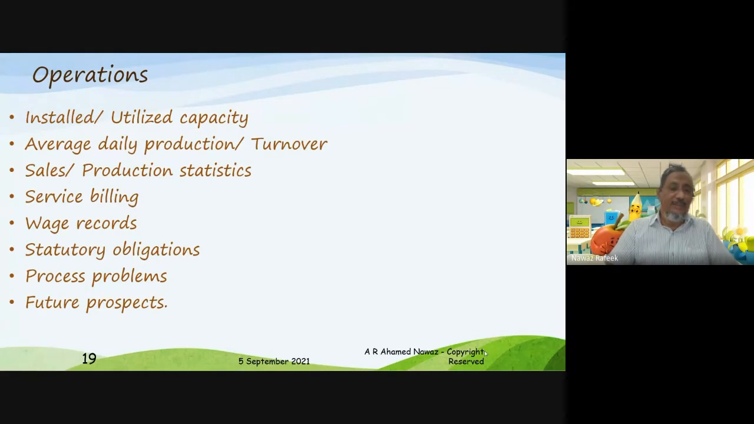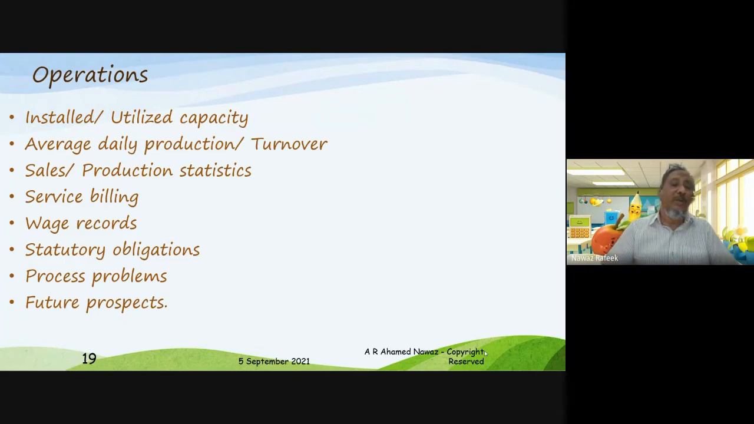For example, according to the Shop and Office Act, there are a number of implications, statutory regulations. Working time, how long the working time is, how to pay the overtime, and if night shifts are worked, what facilities are to be given, and for ladies working, what facilities are to be given. All these things are laid down in the Shop and Office Act and other labor laws.